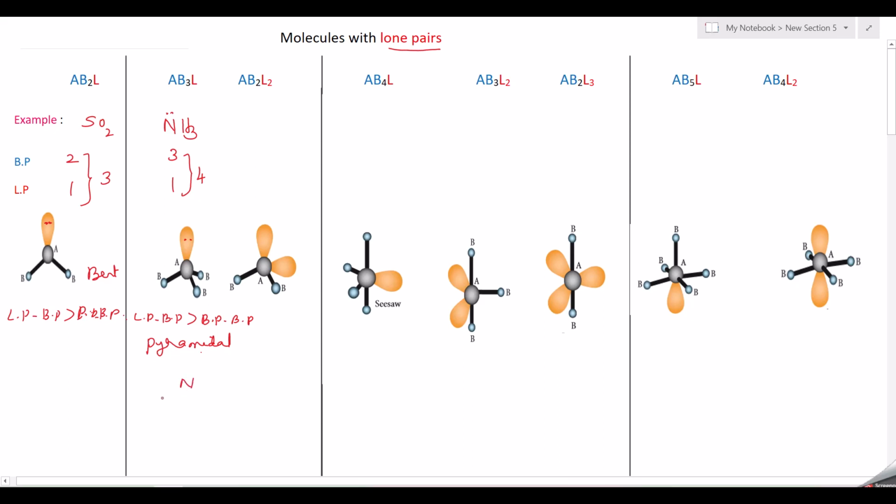So you will have nitrogen and you will be getting it like this, with these 3 hydrogens. And the angle is not equal to 109 degrees. Instead you are getting 107 degrees.